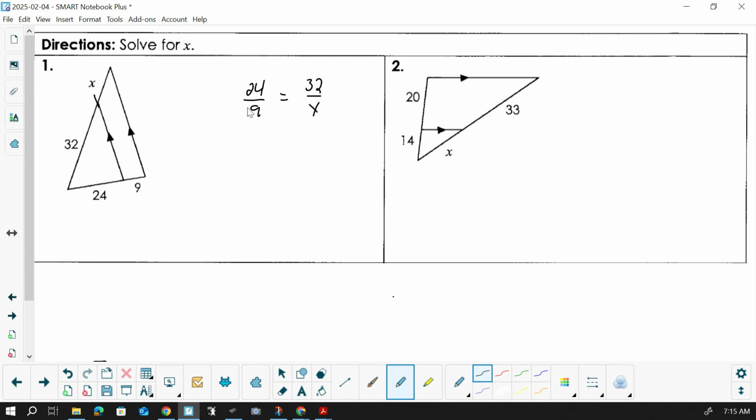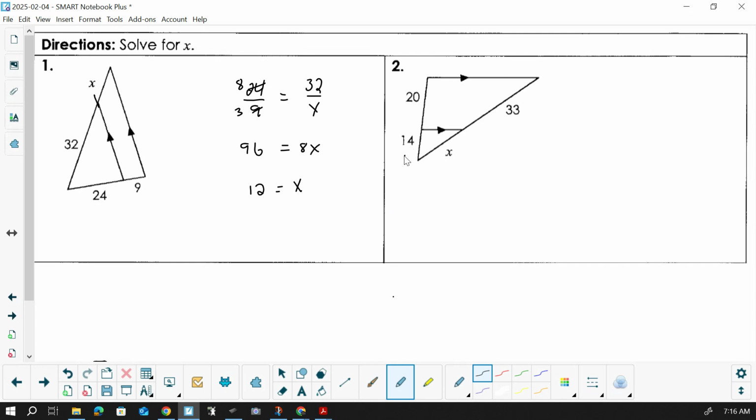Actually, before I cross multiply, 3 goes into both of these. 3 goes into this 8 times, 3 goes into this 3 times. That'll make it a little bit easier. 32 times 3 is going to be 96. 8 times x, 8x. And then let's see here, divide by 8, and I get x equals 12. Next one.